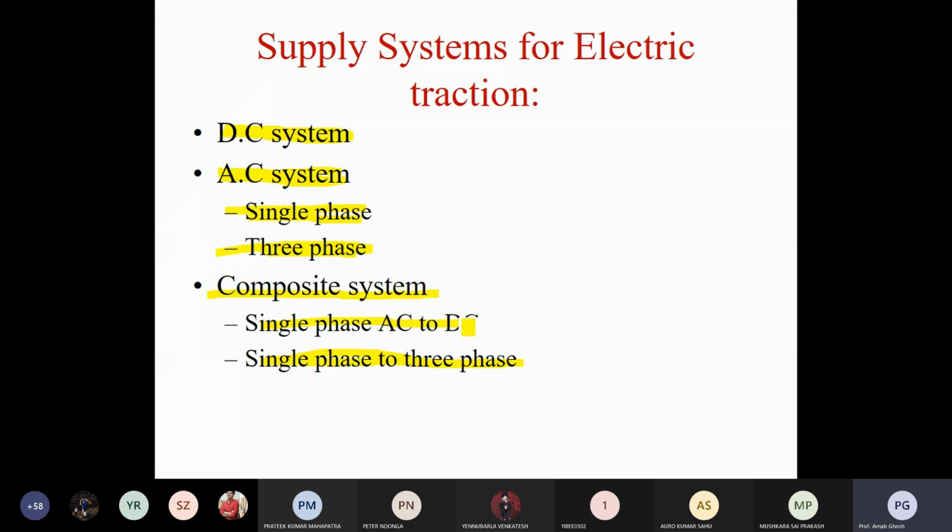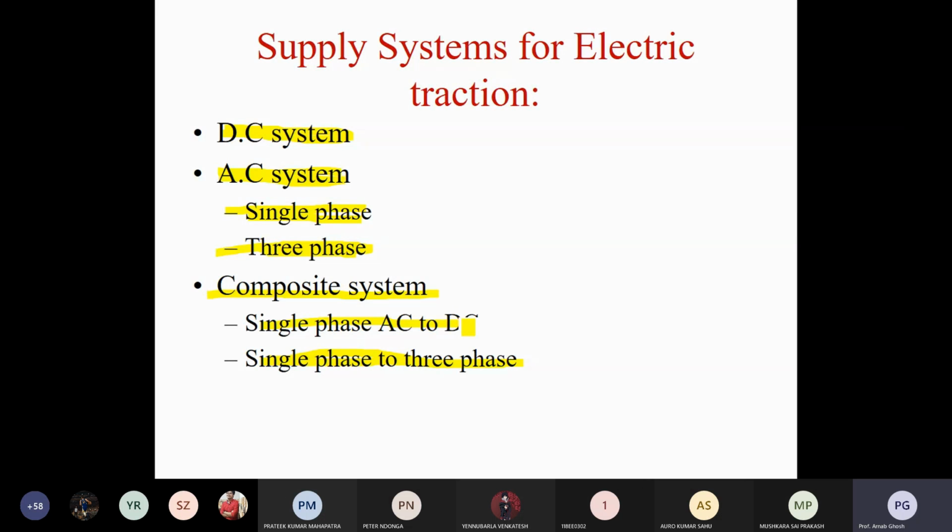So again, it is single phase AC. Sometimes we are using a three phase motor. So how will it be converted? Initially we are using the Arno converter. The Arno converter is an example of machines, a special type of machine that can convert single phase to three phase configuration.